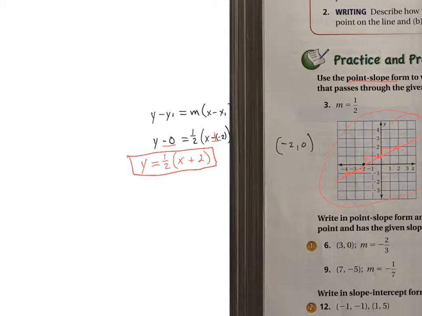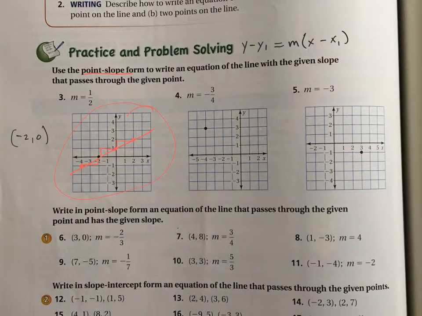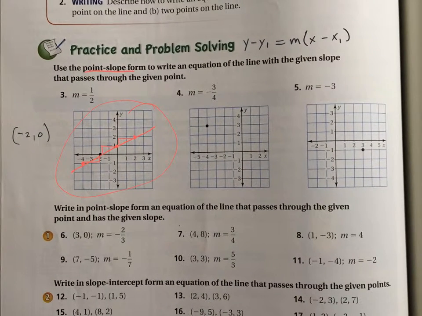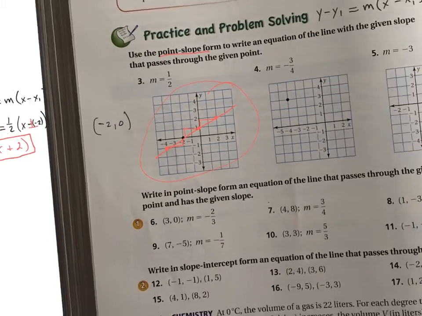Not all of them are going to come out with just a y by itself. The only reason this is by itself is because this was 0. If it's not 0, it's not going to come out like that. Right here, this one isn't 0, and this one isn't going to have a 0. We won't have a y of 0. This is a y of -1. This is a y of +3. So we won't come out with the 0 like I did on this one. Just letting you know. All right.